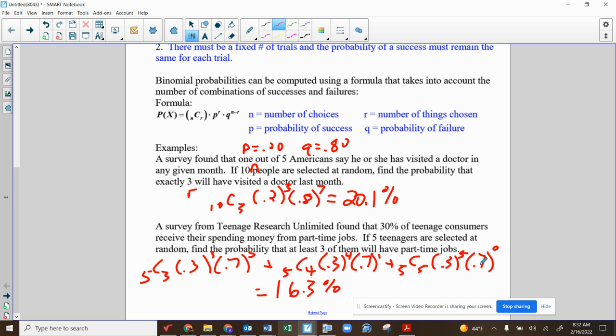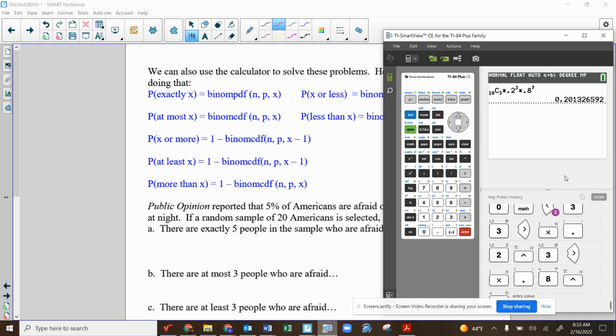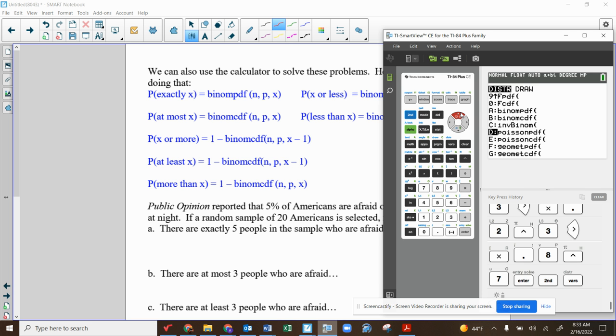Nonetheless, this is how you would do it. If you like the formula, use it. If you don't, then that's where the calculator is going to come into play. There's a menu in your calculator, which I will show you here in a second, that uses binomial. Now there are two different binomial buttons. On your calculator, you press second and vars, right next to the clear button, and you arrow down or up. I'm going to arrow up just because it's a little faster.